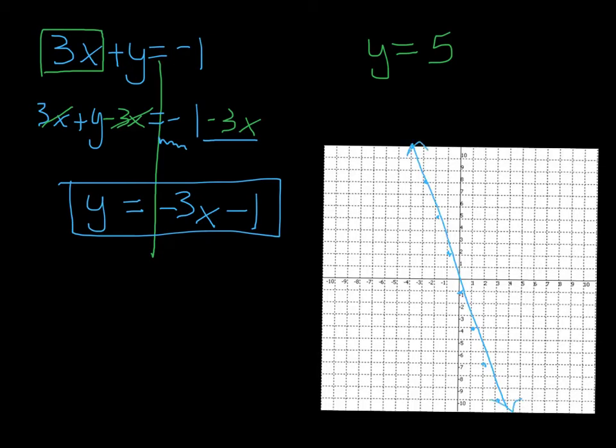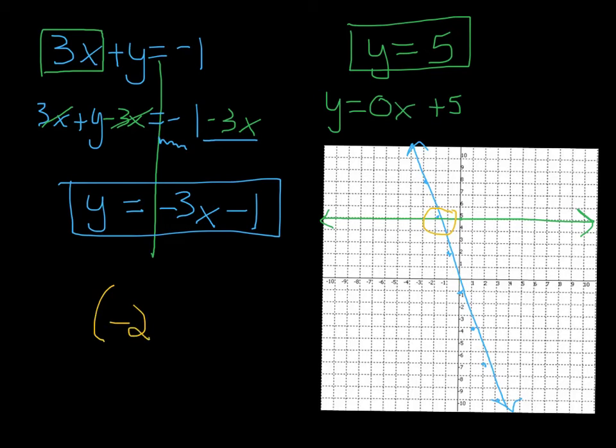And now to graph this other equation, y equals 5. Remember that means that the slope is 0 to cancel out the x and the y-intercept is 5. So we find 5 on the y-axis and slope 0 means it's a horizontal line at 5. So now the point of intersection looks like it is right there, which is the point negative 2, 5. So negative 2, 5 is the solution to my system.